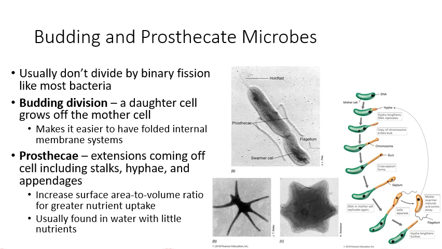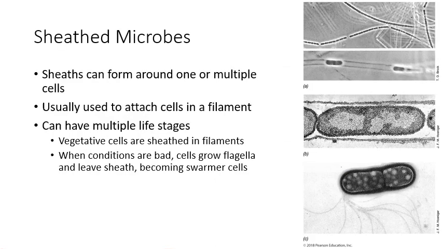Another function for the prosthecae is to attach the cells to different surfaces. That's pretty common. And then there are other functions that are more specific to the species in question. You also have some microbes that will make sheaths, which is like a cylindrical casing around the cell. It can get bigger than the cell. And some cells that form into filaments will be sheathed, and this sheath is basically forming the structure of that filament.